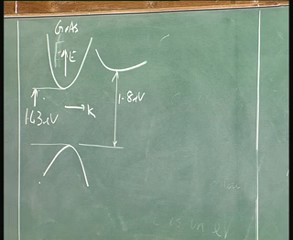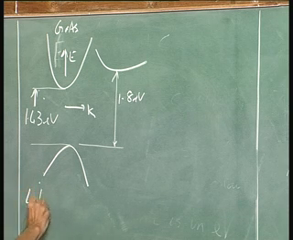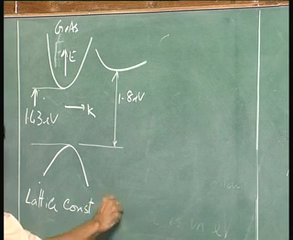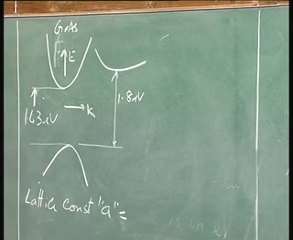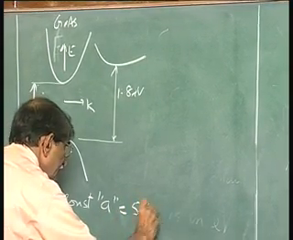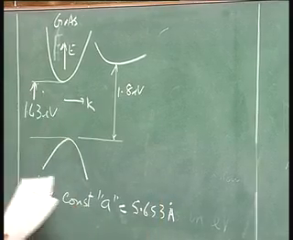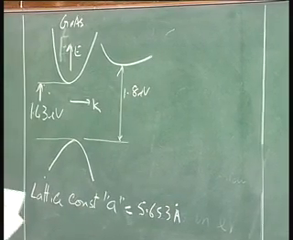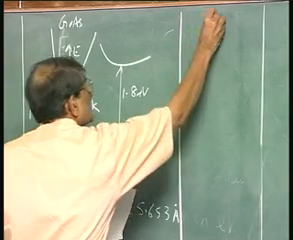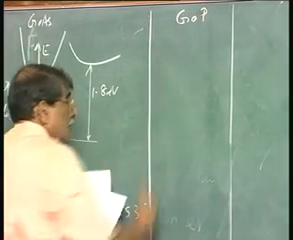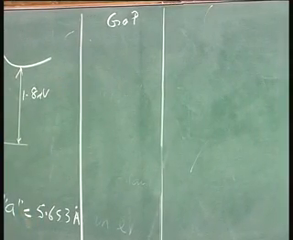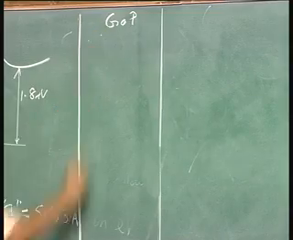Now, the lattice constant A, hereafter I will write only A, meaning lattice constant, which is 5.653 angstroms for gallium arsenide. Now, take a look at the other material, that is gallium phosphide. Gallium phosphide is an indirect band gap material.